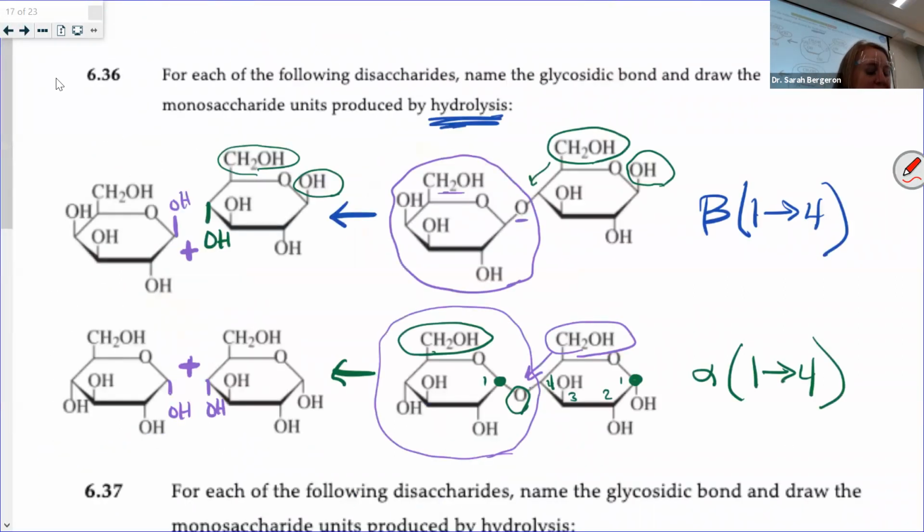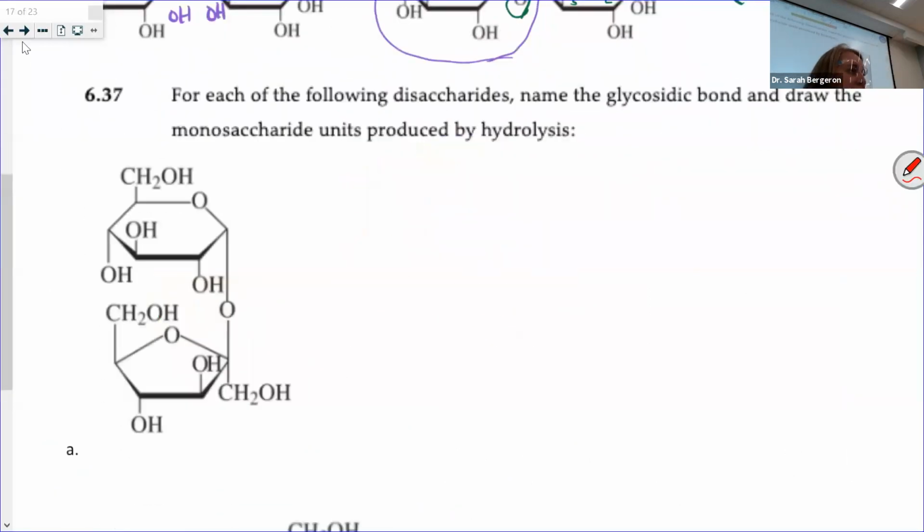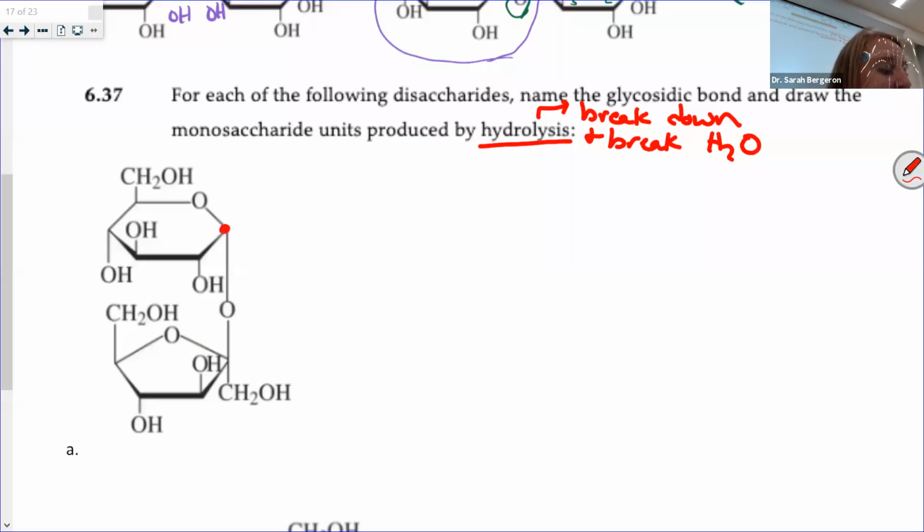And we're going to go to the other page. All right. Now, we have to name our glycosidic bond. Then we also have to undergo hydrolysis. What is hydrolysis? Breakdown, and we're going to break water, right? Okay, so how do we find our anomeric carbon? Do it for both molecules, the one attached to the oxygen, and it's also attached to another oxygen that's outside of the chain, right? One in the chain, one outside.